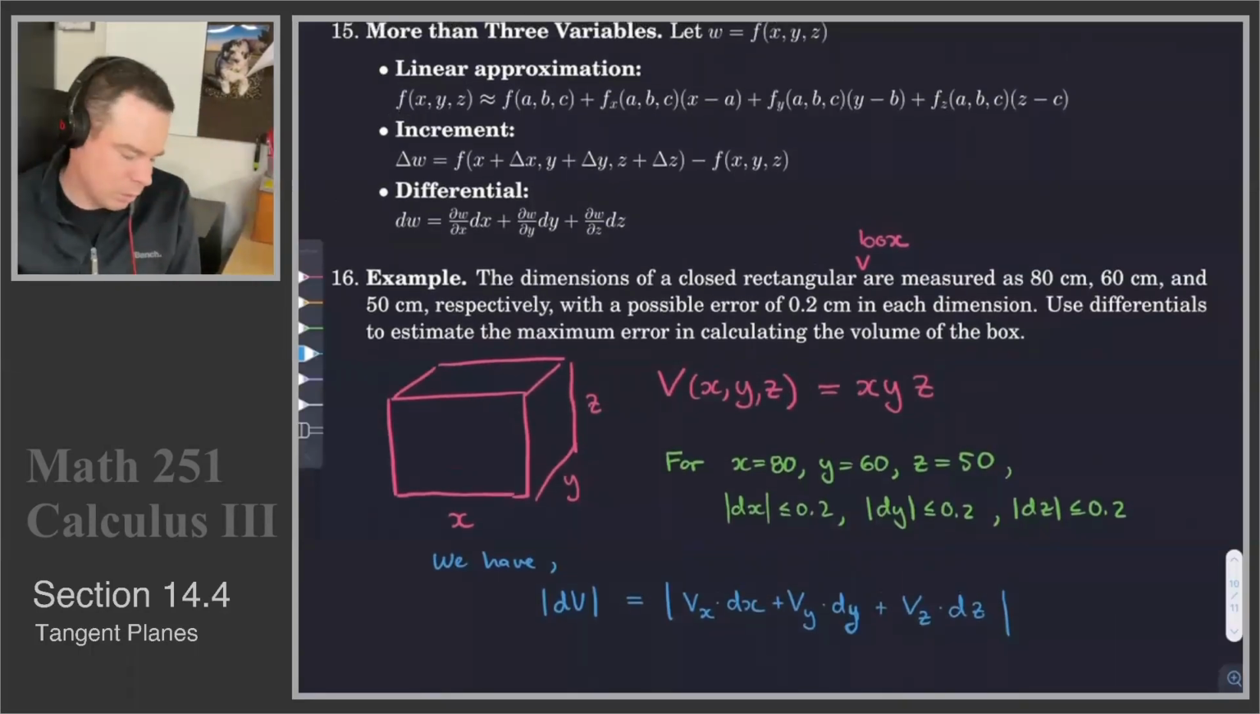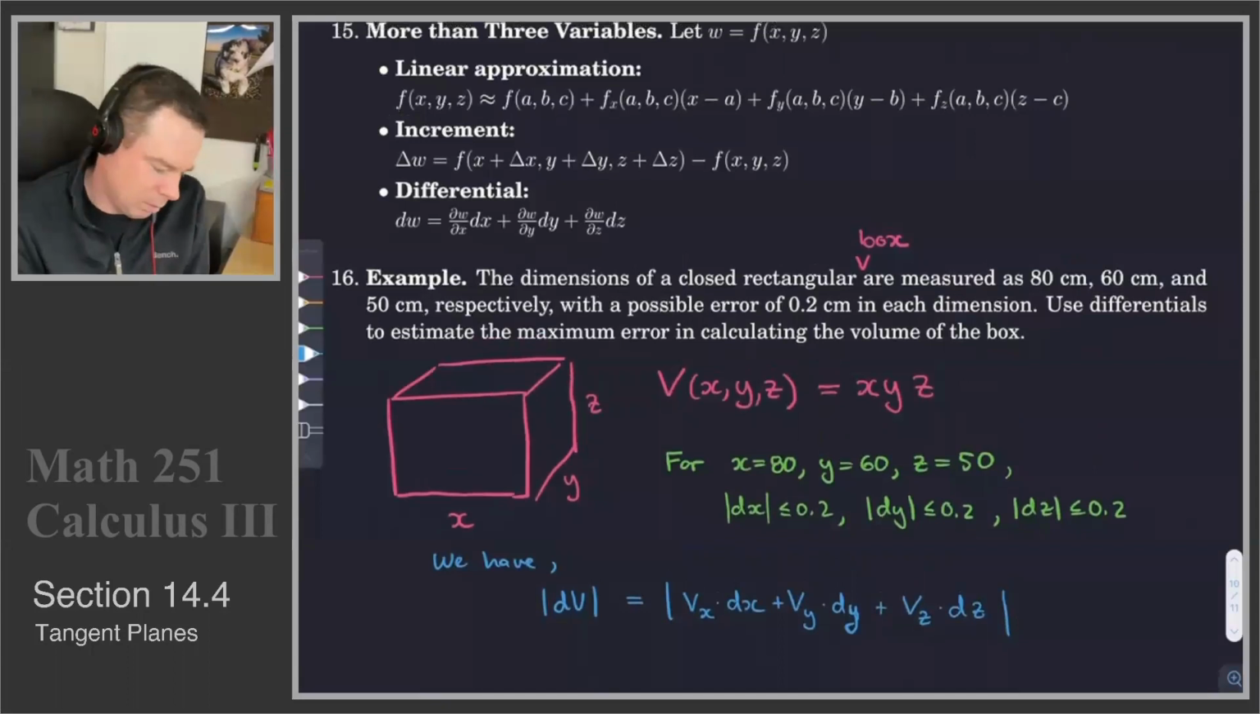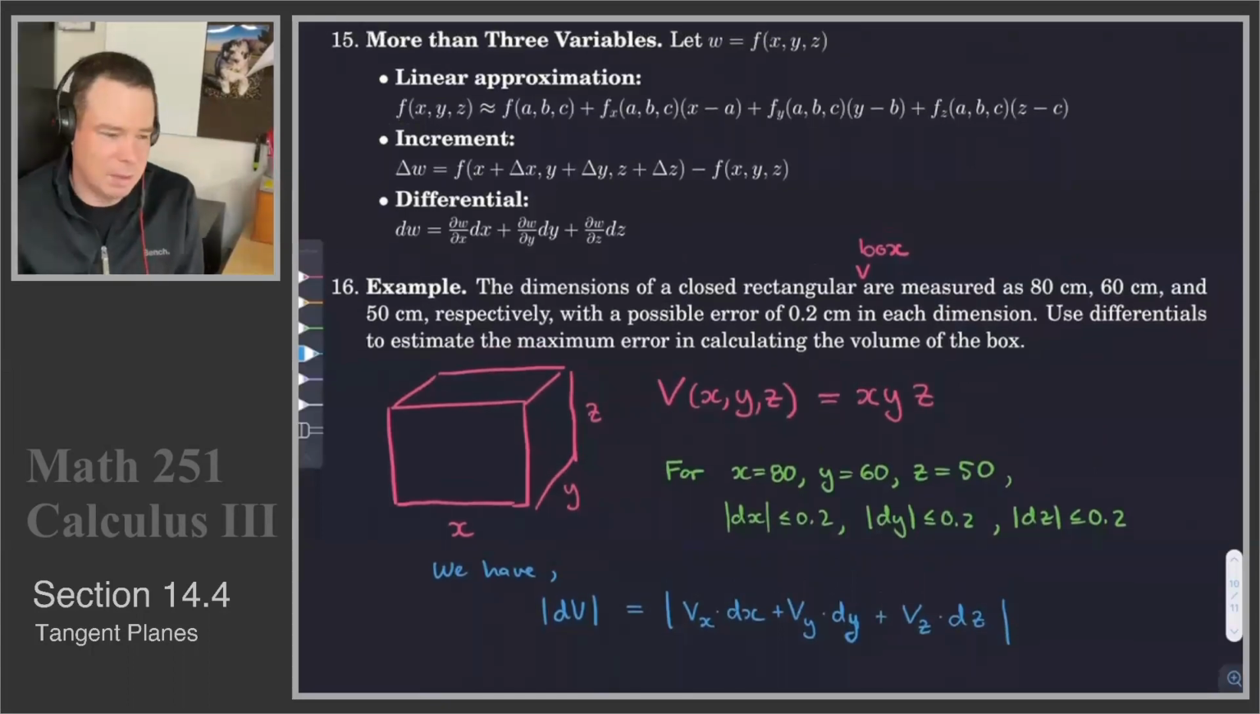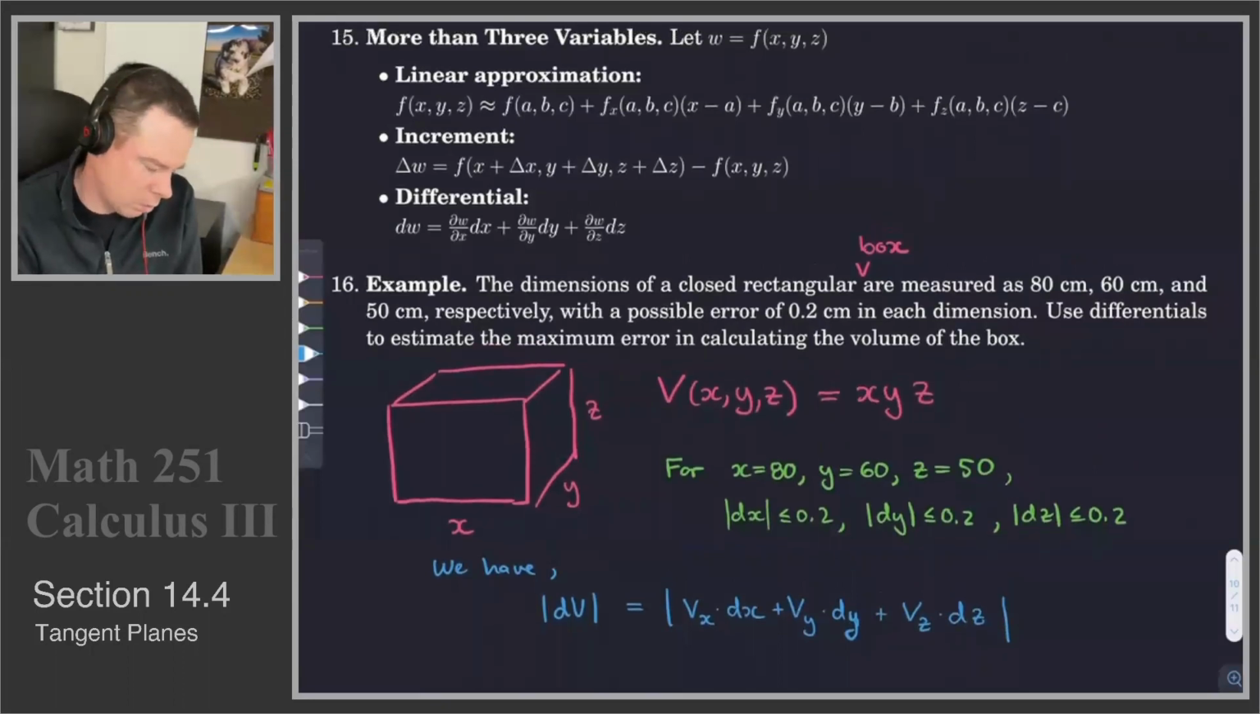For more than 3 variables, there are formulas, but they're just the same as they were with 2 variables. You just add an extra term on the end. And the same happens with 4 variables, 5 variables, 6 variables. You just add an extra term for each variable on the end with its corresponding derivative.